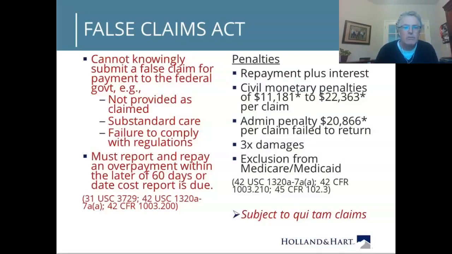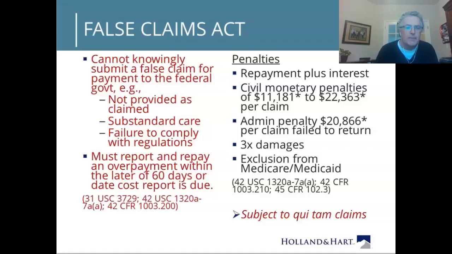It could be a situation where you submit a claim for services that were really not provided as they were claimed. Maybe you mistakenly miscoded or upcoded, or you didn't provide the services consistent with the regulations, or you provided substandard care. There's a theory out there that when you submit that claim, the government only pays for medically necessary services or services that were provided with the appropriate standard of care. And if you provided substandard care or services that were not medically necessary, then you submitted a false claim to the federal government.